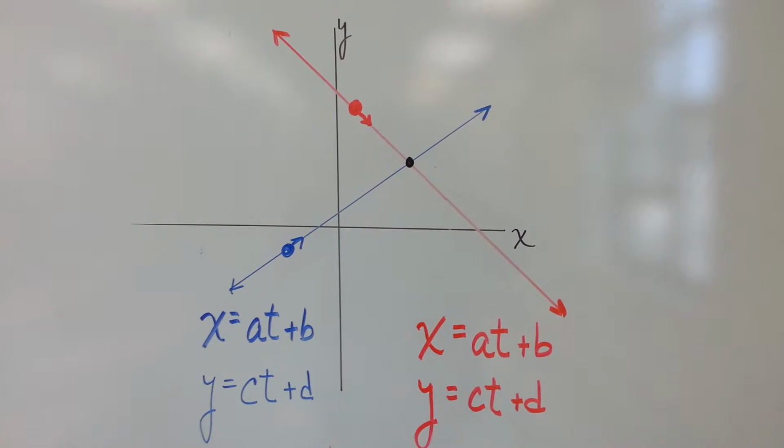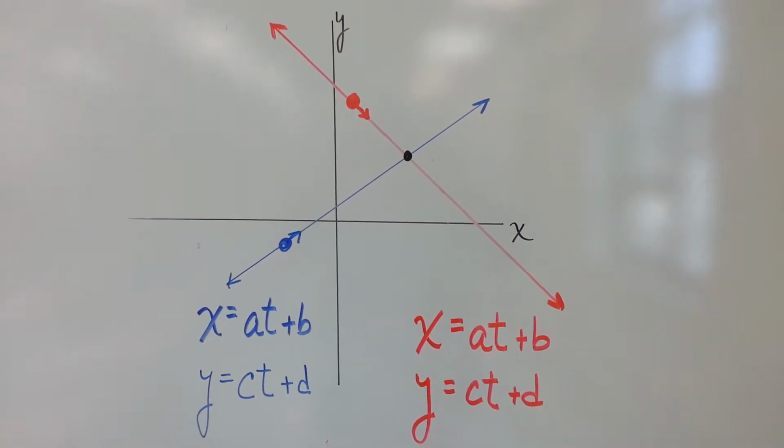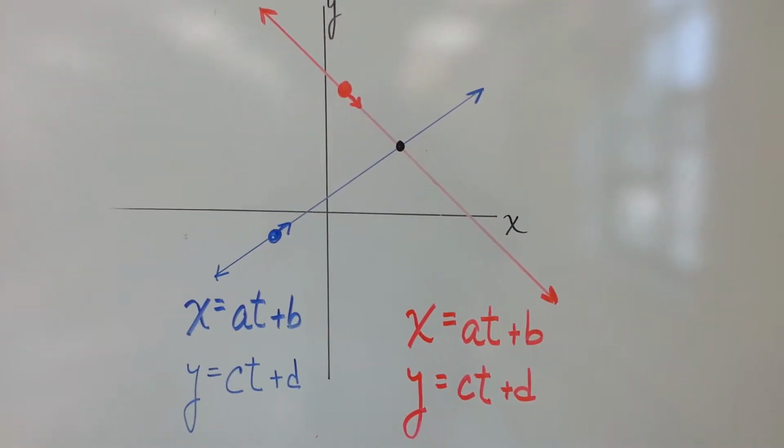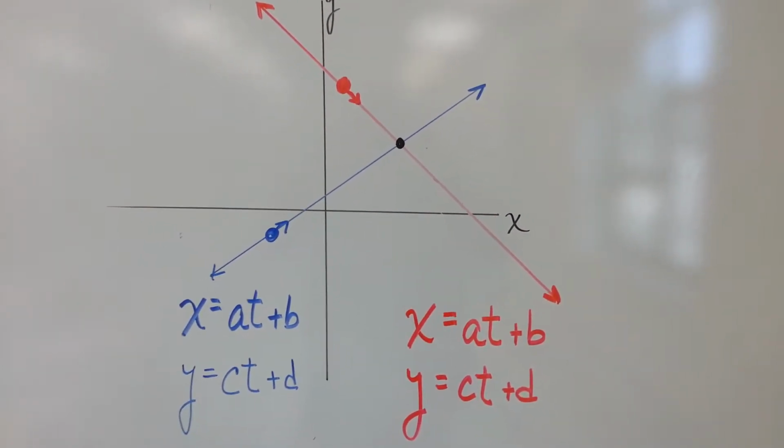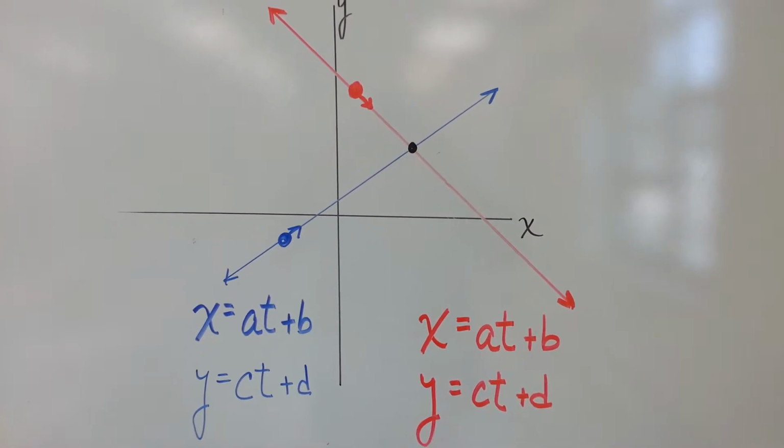If you have that red line and the blue line, and we're just doing regular algebra 2 kind of stuff, and I said, do those lines intersect? You would say, yeah, it's pretty obvious. We don't have to do any math. We can see they intersect.